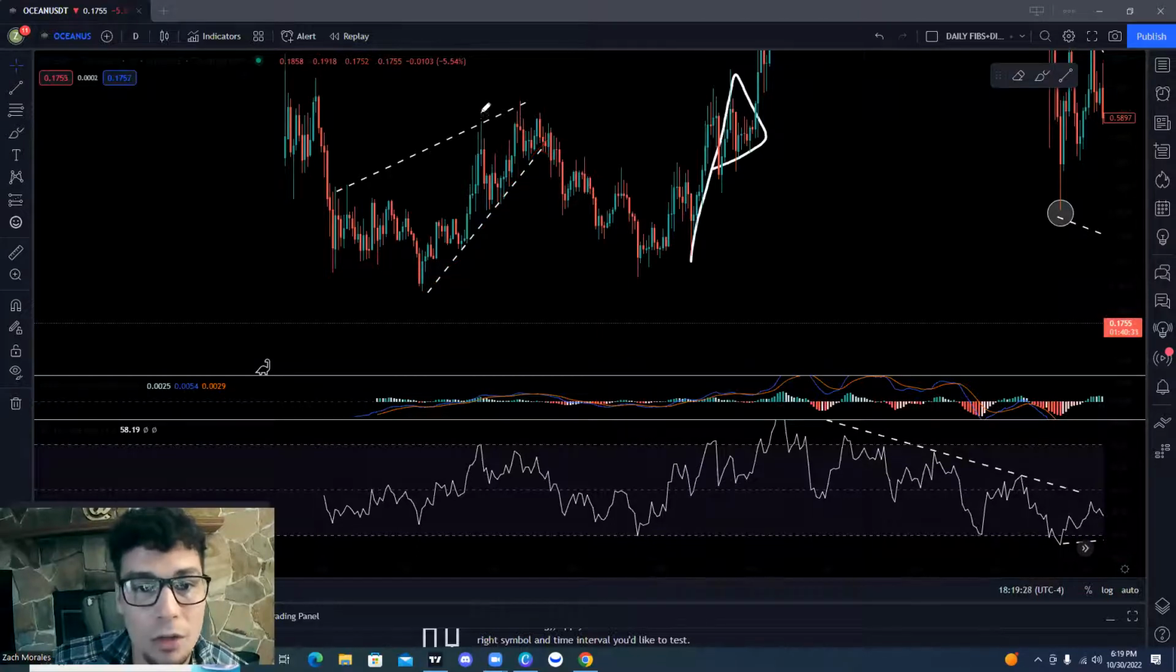Okay. Now also notice we have a high here and a higher high here. Look at the relative strength index. We have a high here and a lower high here. So a bearish divergence there where the price of the token is increasing, but the relative strength of the token is decreasing. So that's another great tool that I use, right?